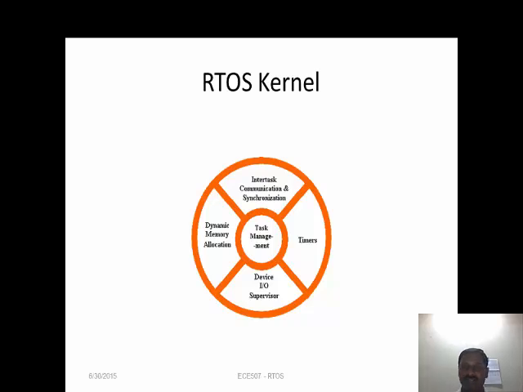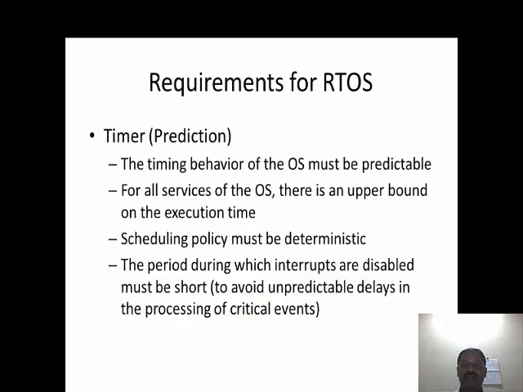This is the structure of an RTOS kernel. We have seen this already. Okay, let's go to what the requirements are, when we can call an operating system a real-time operating system. What are the requirements that it has to meet? Let's see, for example, timers.